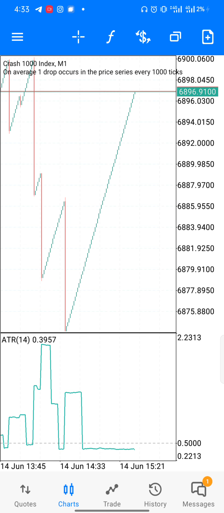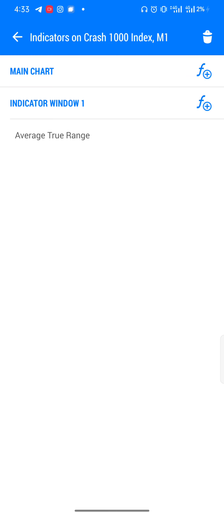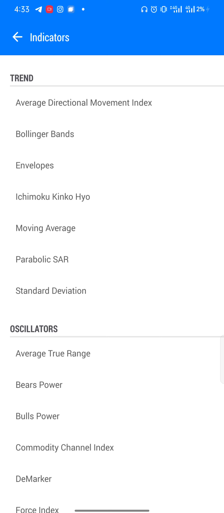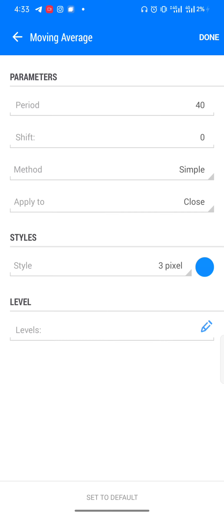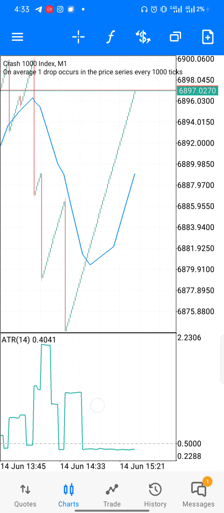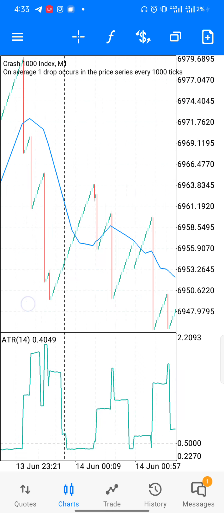The next indicator is a moving average on the main chart, just a 40 EMA, to get your second confirmation of where the market is moving. Use period 40 for this moving average, shift 0, method simple, apply to close. The style is 3 pixels, you can use the color blue, then you click done. So this is the second moving average for this strategy.